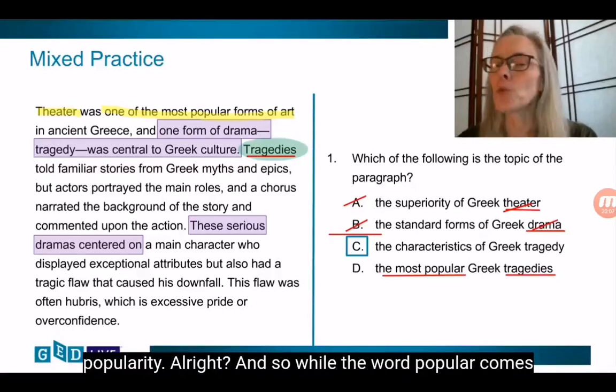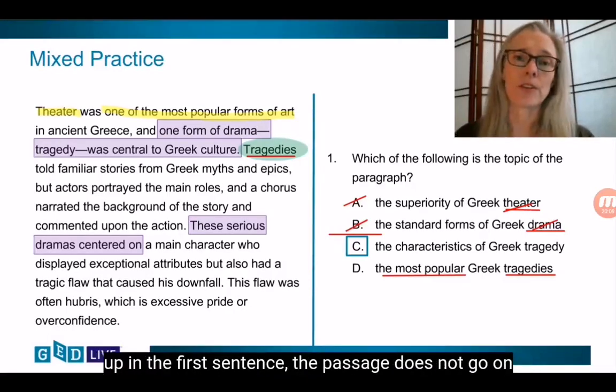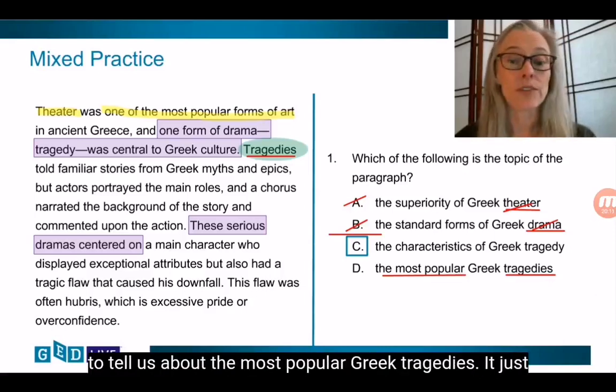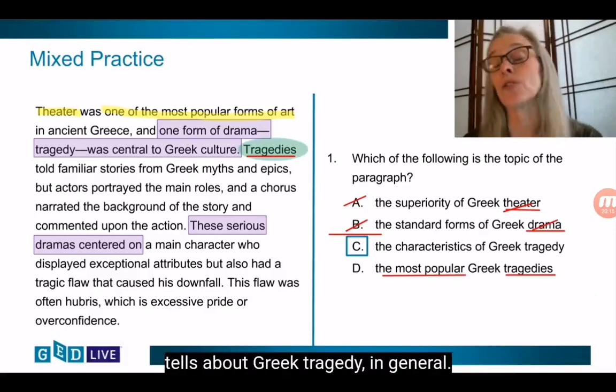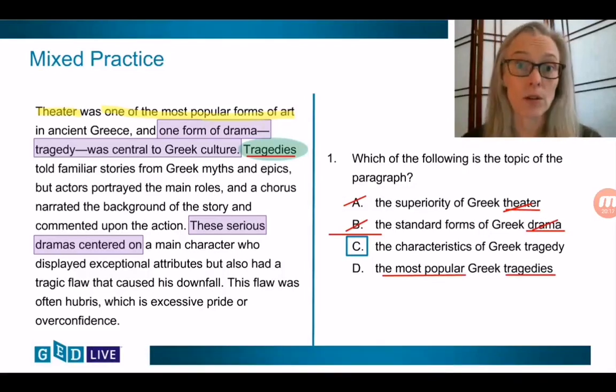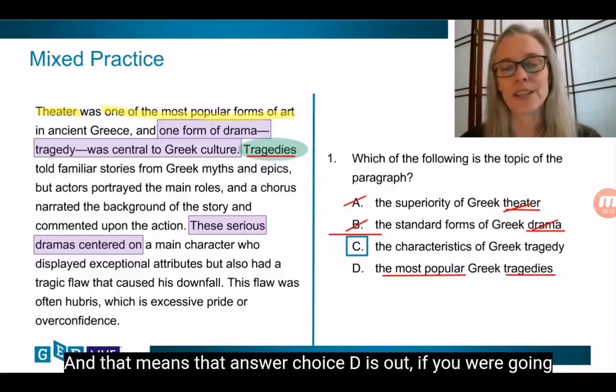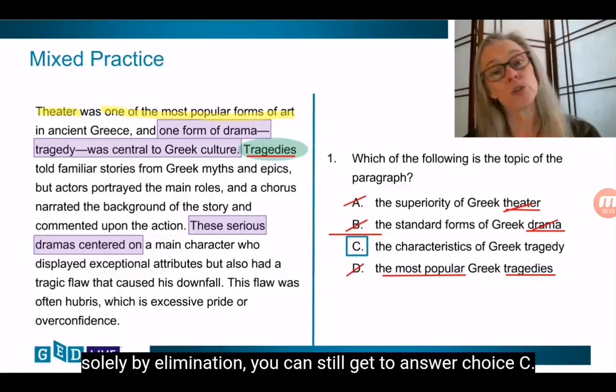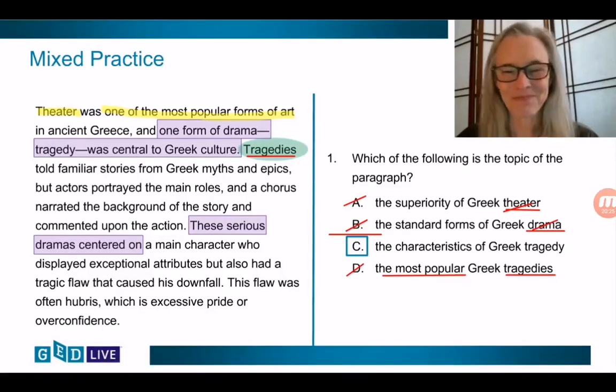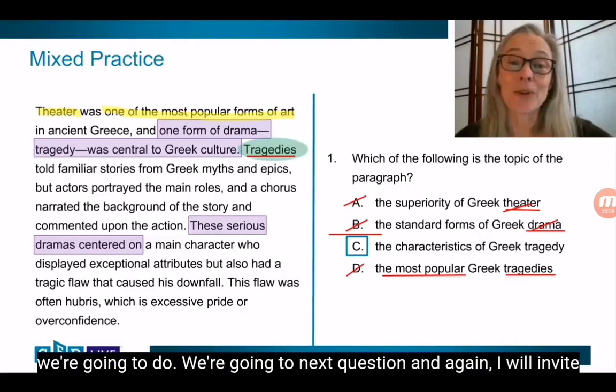And so while the word popular comes up in the first sentence, the passage does not go on to tell us about the most popular Greek tragedies. It just tells us about Greek tragedy in general. And that means that answer choice D is out. If you were going solely by elimination, you can still get to answer choice C. So here's what we're going to do. We're going to go to the next question.